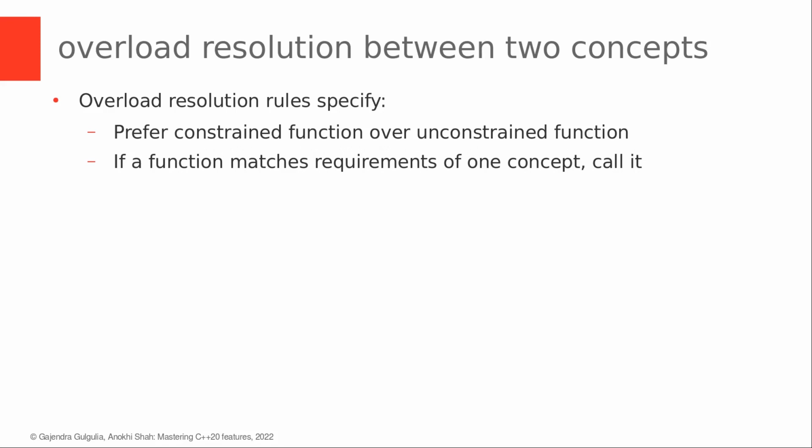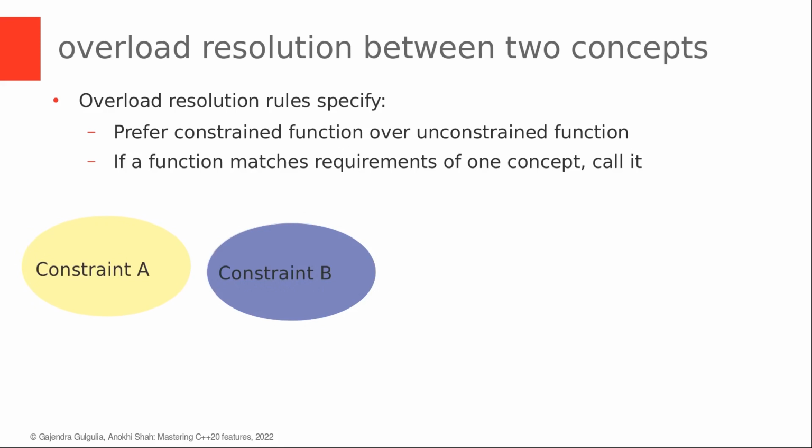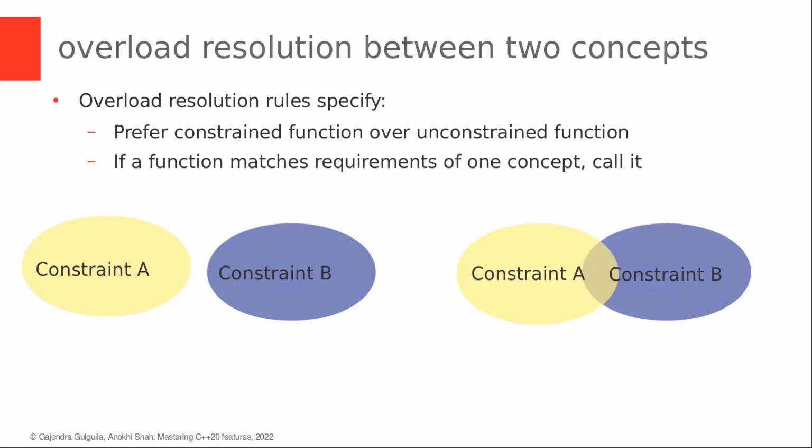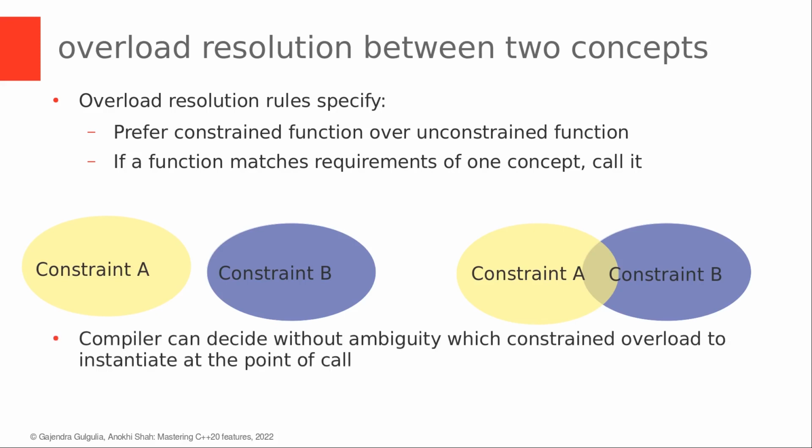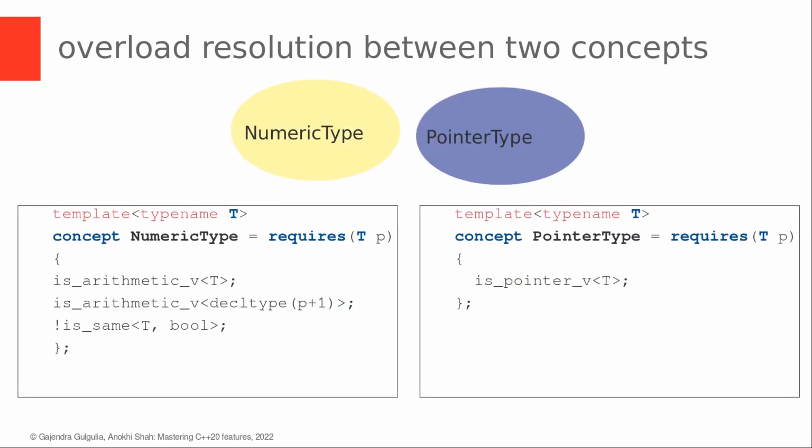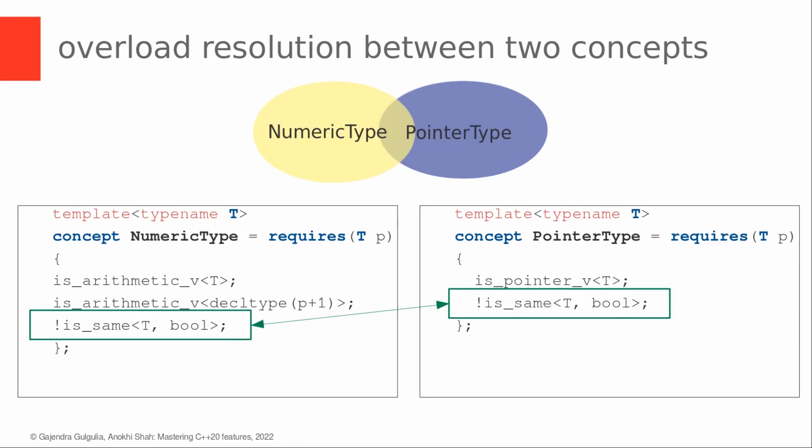Here we can think of two cases for function with multiple overloads. Constraints with no overlap in requirements depicted by the first picture on the left, and constraints with some overlap shown by the picture on the right. In both the cases, as long as the constraint matches the requirement for a template parameter for a given call to a function, the overload resolution is successful. For example, in the case of our constraint numeric type and pointer type, the constraints were mutually exclusive. But we can also specify constraint pointer type to satisfy that the template parameter should not be a Boolean type, and then we have an overlap of the constraint specification for pointer type and numeric type.